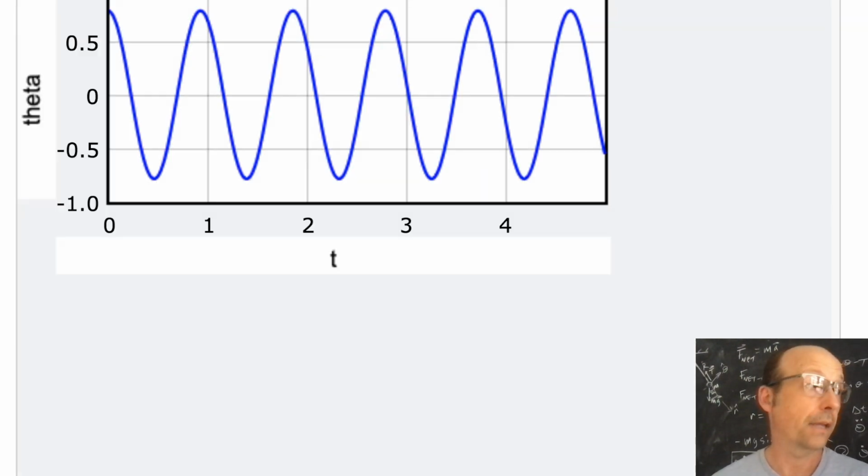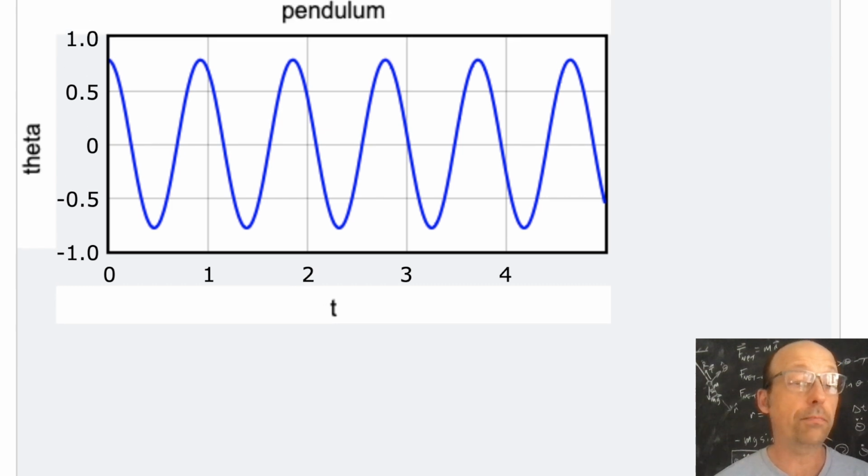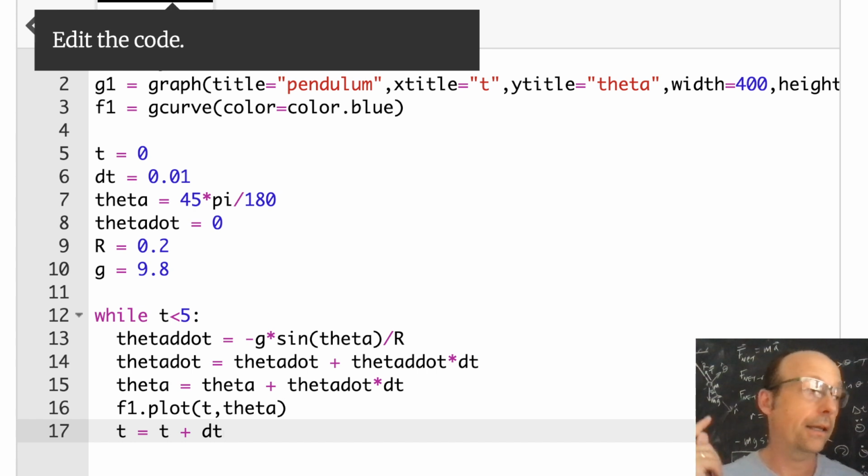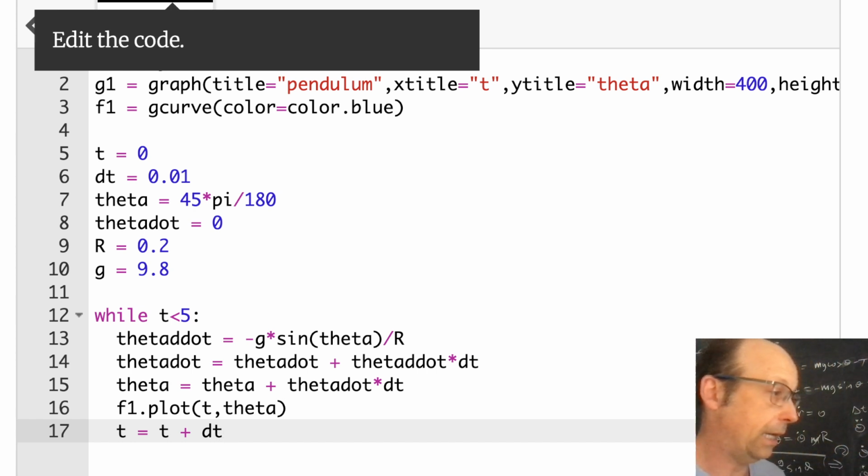There you go. And that's what we'd expect. I mean, we're expecting it to look like a simple harmonic oscillator. This isn't, because I had a large angle, but you get the idea. So it worked. The end. Okay. Let's go back to the board and do the same problem with Lagrangian mechanics.